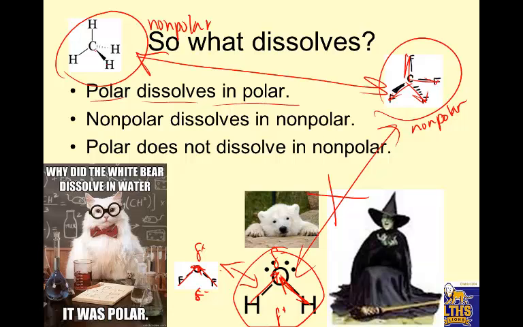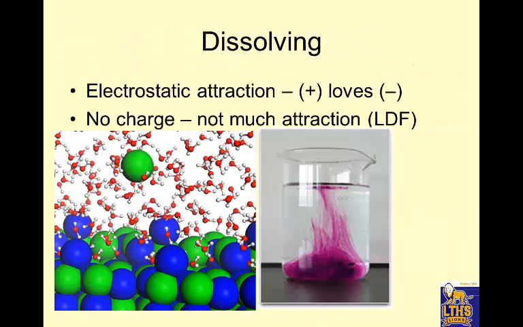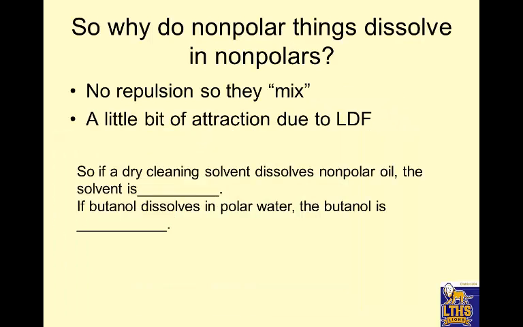The white bear dissolves in water because it's polar. What about the Wicked Witch? She totally dissolved in water. She must be polar. Dissolving involves attractions between charges. If there are no charges, there's not much attraction. So that's why polar and nonpolar don't mix. If polar and nonpolar don't mix, we get that they don't have the same charges.